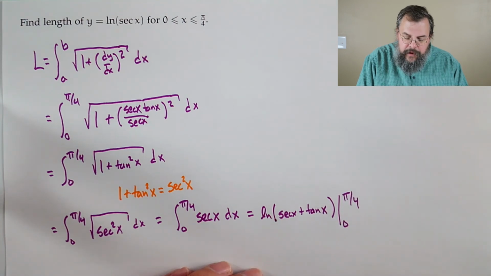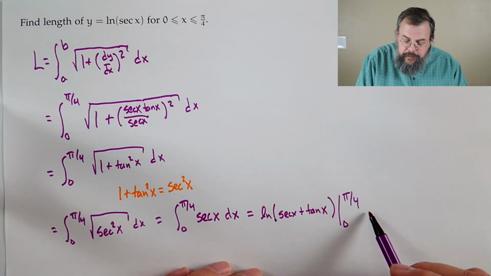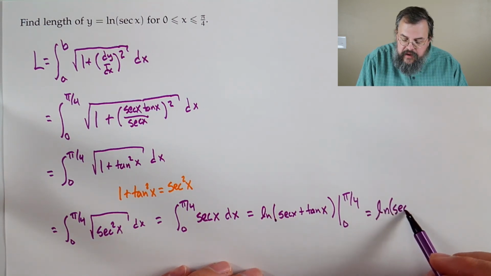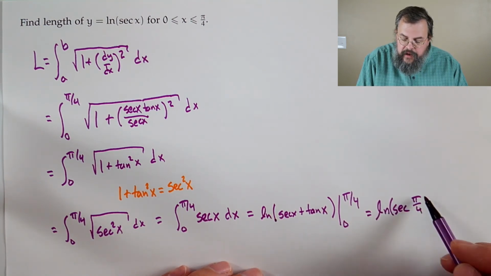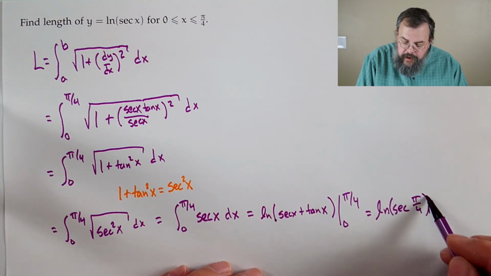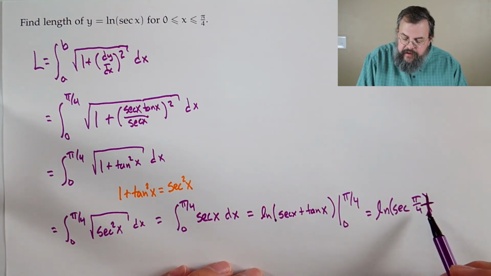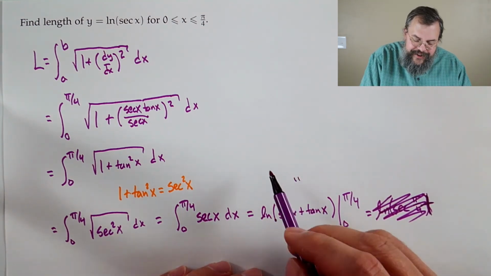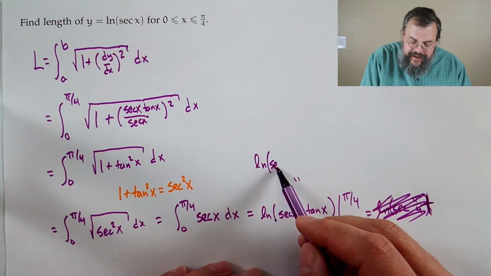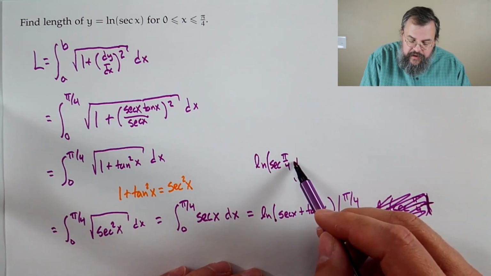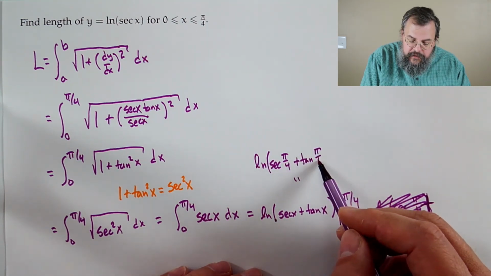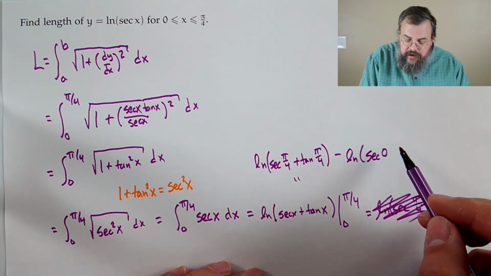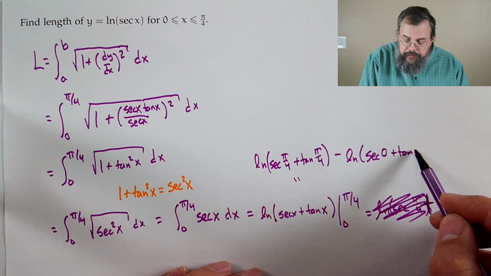Evaluated from 0 to pi over 4. Okay. So, plug in pi over 4. Natural log secant pi over 4 plus tangent of pi over 4. Whoops, that's a really big plus sign. I can't make it look like a really big plus sign. All right, try it again. Natural log secant pi over 4 plus tangent of pi over 4, subtract natural log secant 0 plus tangent 0.